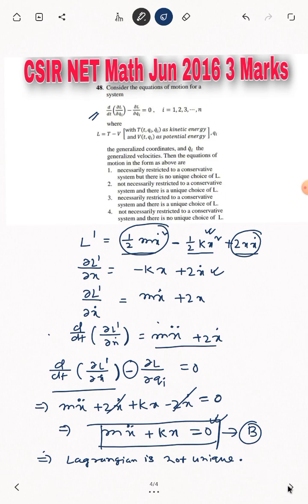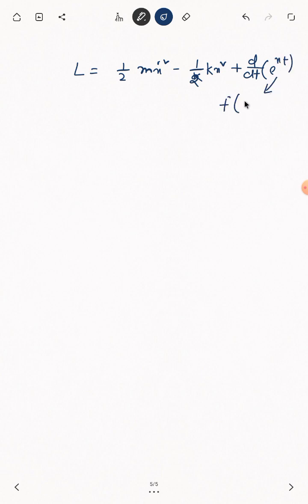That means if you have L as half m x dot square minus half k x square, and we add d/dt of e to the power xt, is this a function of qi comma t, that means coordinate and time? Yes. Then this L dash will again be a Lagrangian.